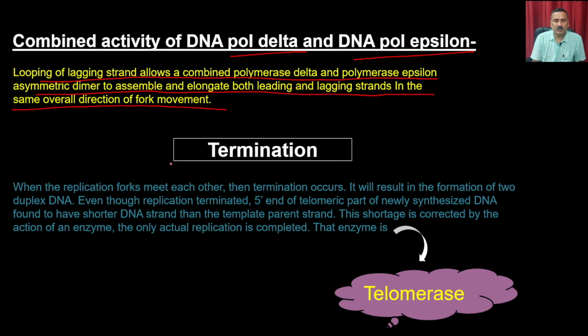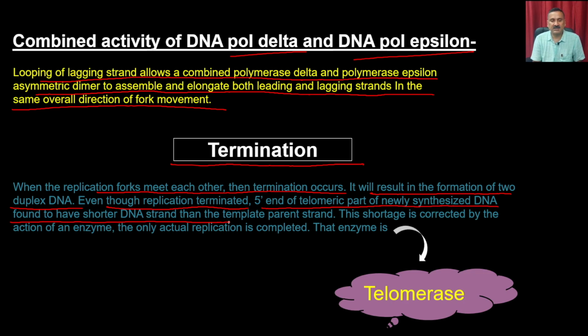And then the last step is the termination. When the replication forks meet each other, the termination occurs. It results in the formation of two duplex DNA molecules. Even though the replication is terminated, the 5 prime end of the telomeric part of the newly synthesized DNA molecule is found to have a shorter DNA strand than the template strand. This shortage is corrected by the action of an enzyme, which is called telomerase.